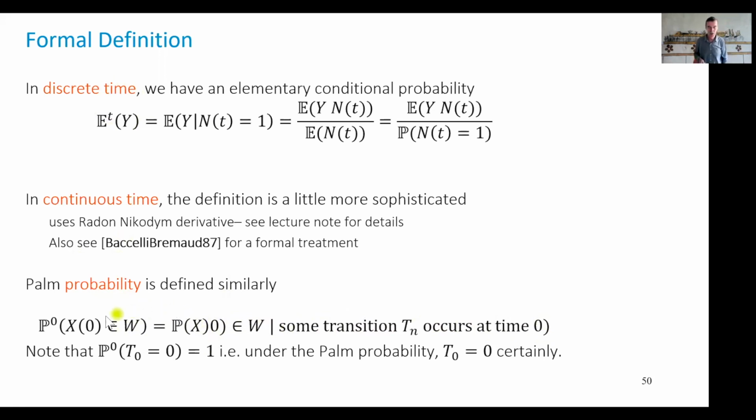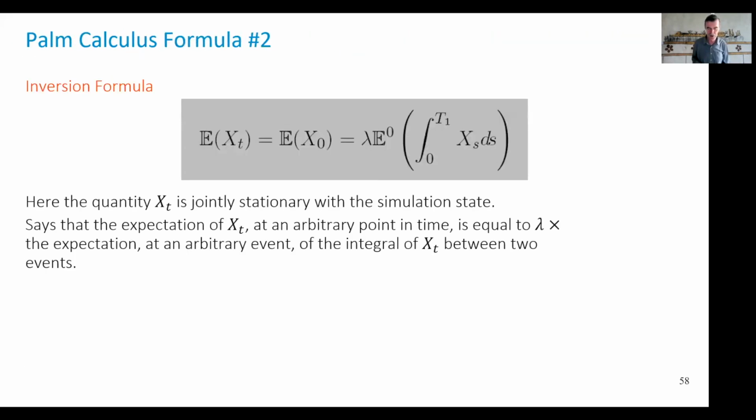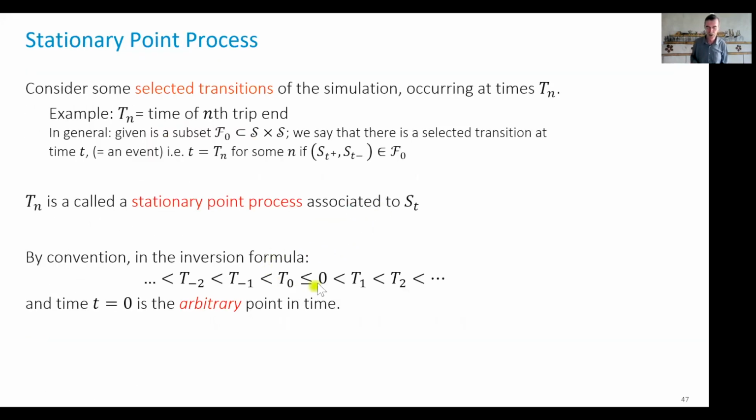In particular, we find this thing that we should remember. The Pam probability that t0 is 0 equals 1. Why? Because of the convention I gave here: t0 by definition is the last negative or 0 value of the event times. Under the Pam probability, we condition on the fact that at time 0 there is something. It's like in forecasting, we condition. That means we assume we know for sure that at time 0 there was an event. So if there is an event at time 0, then t0 is equal to 0.